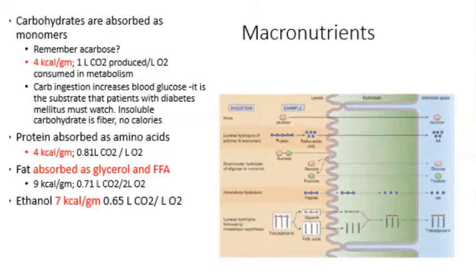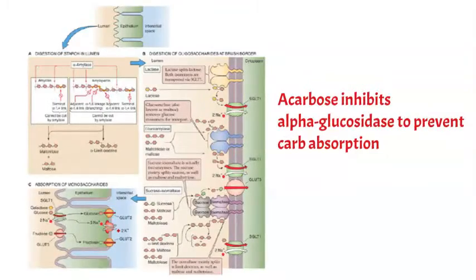And then there's ethanol. Ethanol has no nutritive value. It does, however, provide energy, 7 kilocalories per gram, and it's going to produce 0.65 liters of CO2 for every liter of oxygen used in its metabolism. Alpha-glucosidases and acarbose. Remember that the alpha-glucosidases cleave polysaccharide into absorbable monosaccharide units. Acarbose inhibits these enzymes to limit glucose absorption. Notice that glucose and sodium are absorbed in a 1 to 2 molar ratio. In severe diarrhea, oral fluid replacements have this ratio of sodium and glucose.